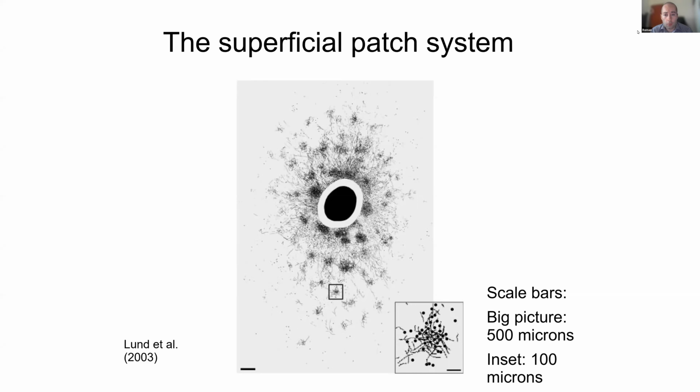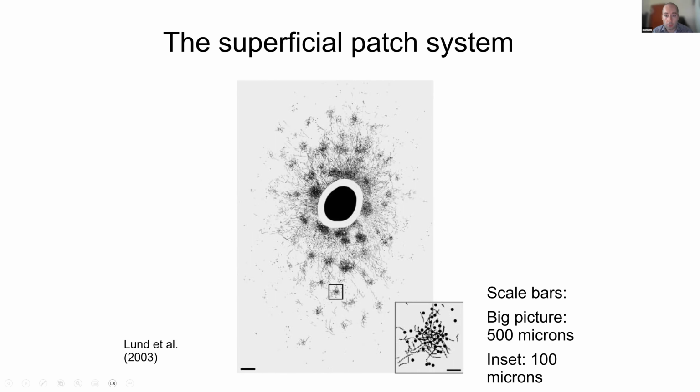So one example that I would like to showcase here, just so that you maybe can get a better idea of what this means in practice as a computational modeler, we have looked at the so-called superficial patch system, which is a patchy system of connections between neurons in the superficial layers of the mammalian cortex. So this has been observed in all mammalian cortices, except it seems in rodents.